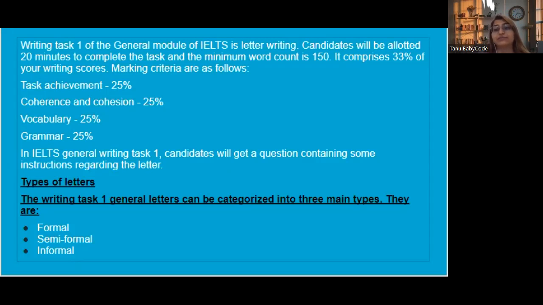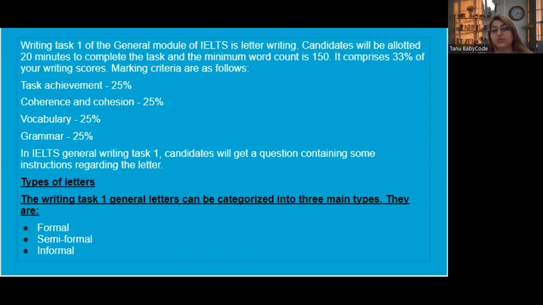Marking criteria, that means how your writing is evaluated. Your writing is evaluated on the basis of these 4 parameters. First one is task achievement. Second is coherence and cohesion. Third is vocabulary. And fourth is grammar. All of these contribute 25% each, and then you will get your total band score.